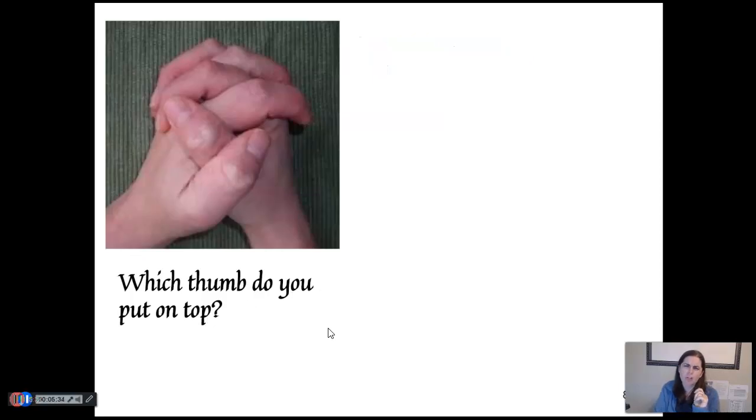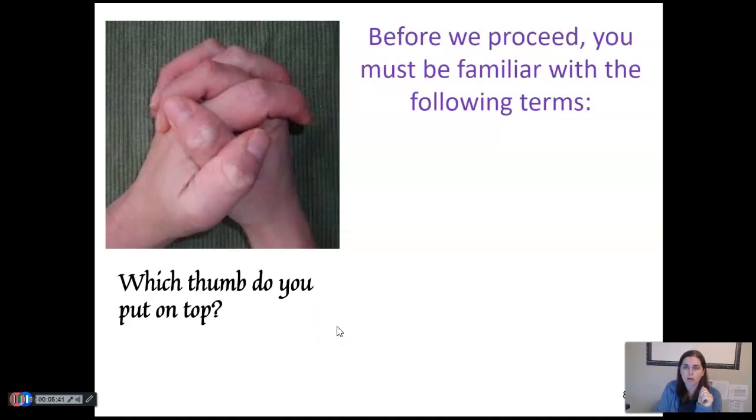Okay, which thumb do you put on top? If you do this, this is actually genetic. It's kind of interesting that you can see recessive, and I don't remember which one is the dominant way to do it, but I think if you're right-handed, your right thumb will go on top, and if you're left-handed, your left thumb will go on top.